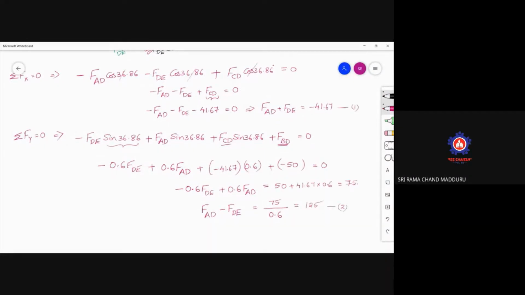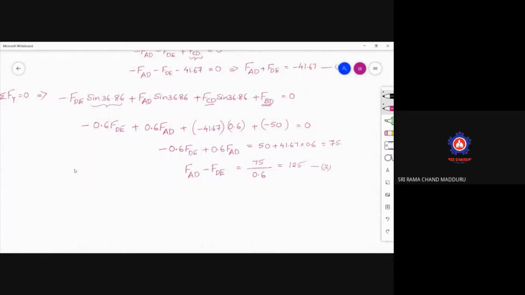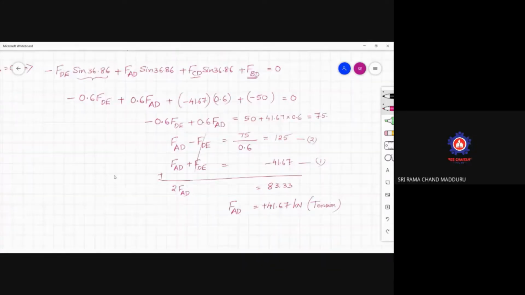Assume this as your equation number 1. This is equation number 2. You know how to solve equations 1 and 2 to get the values of FAD and FDE? Simply write down equation number 2 here. This is equation number 1, equal to minus 41.67. Just a summation of these two equations. 2 FAD is equal to, what is the value? 125 minus 41.67. Positive only. So FAD is 41.67 kilonewtons.